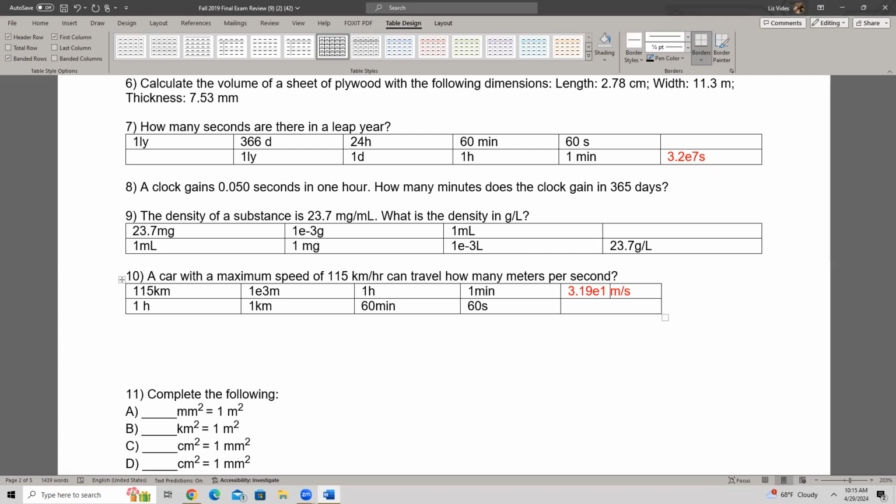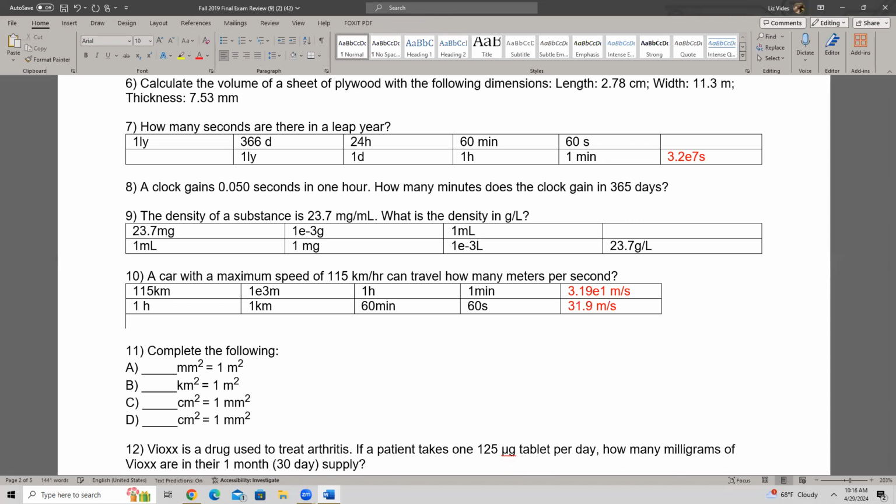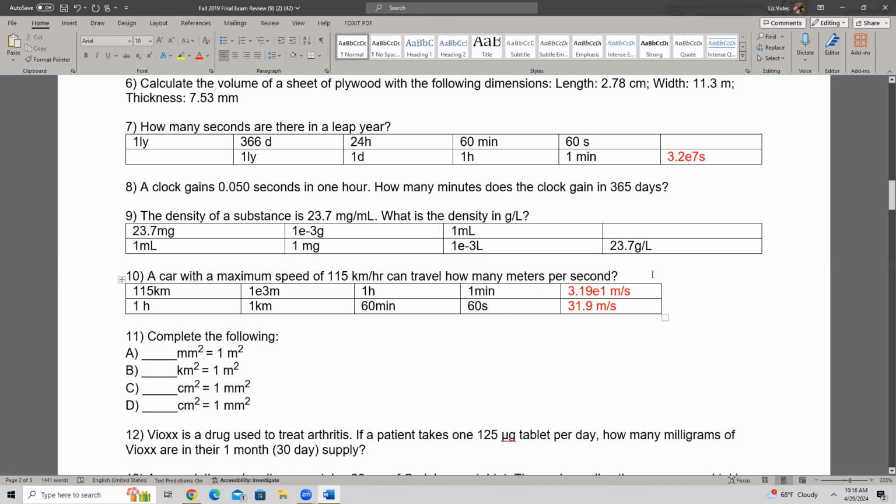So if you want to call it 31.9, it's fine also. It depends on what they ask you on your test. Sometimes they'll give you the answer in scientific notation because it's multiple choice, right? And you will see it like this. So you should be able to know that that is the same as the one on top.